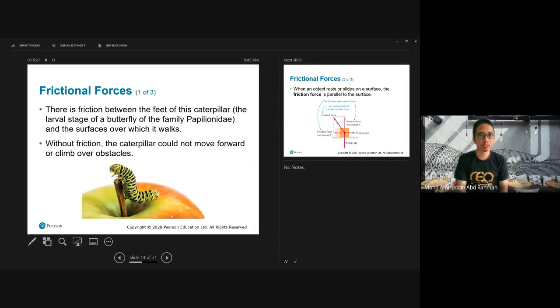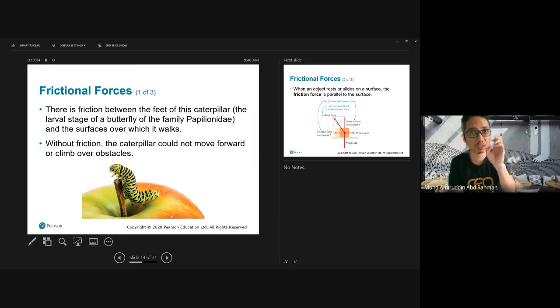So for the friction force, there is friction between the feet and the surface. For example, we look at this caterpillar, the larval stage of the swallowtail butterfly of the family Papilionidae. This is the caterpillar and the surface on which it walks. Let's say it walks on a big apple. Without friction, the caterpillar could not move forward and climb over obstacles. It will just slide on the apple.